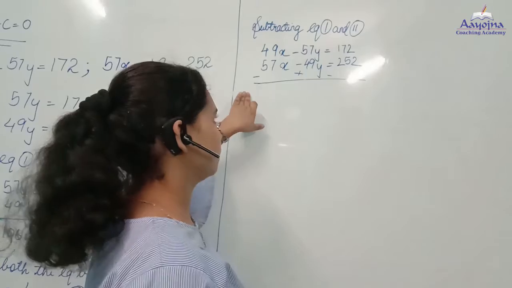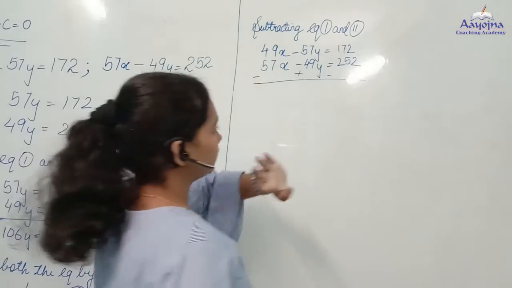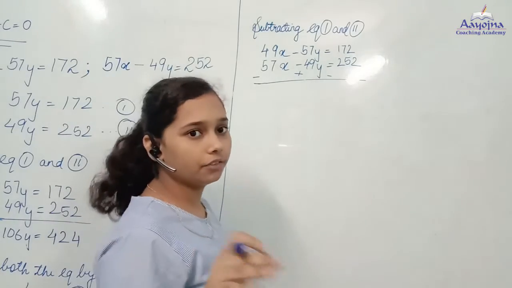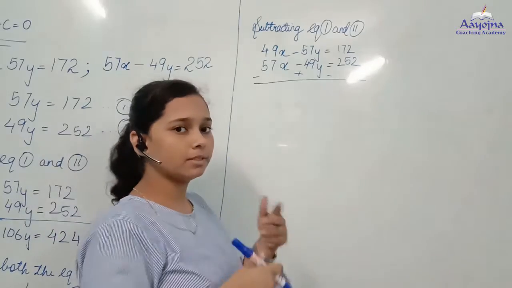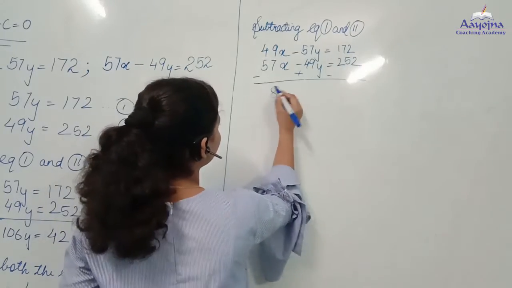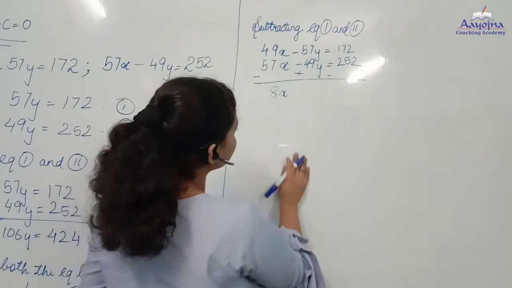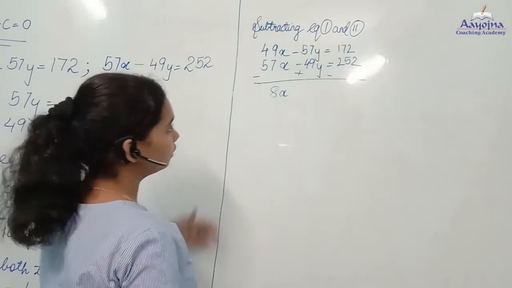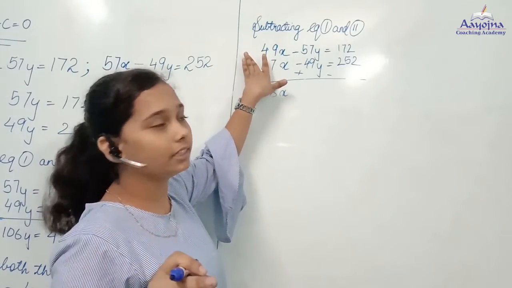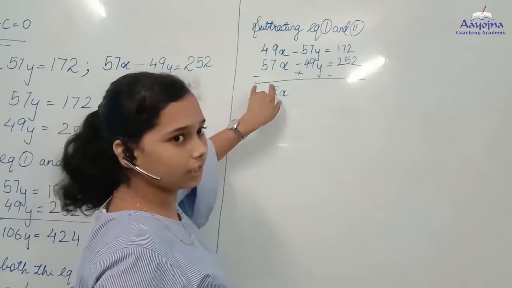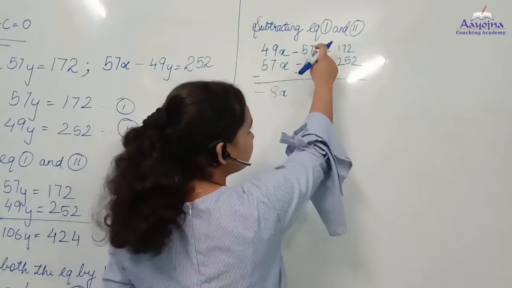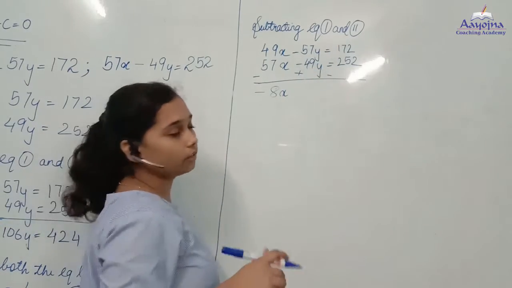Now here we will subtract. Here I am changing all the signs. Now 49 minus 57. We get a confusion while subtracting, so we will subtract 57 minus 49, that is 8, for the variable x. Now what sign to put here? We will put the greater number's sign, because it is always the greater number's sign that we take into consideration. So it will become minus 8x. Here 57 minus 49 is also 8.